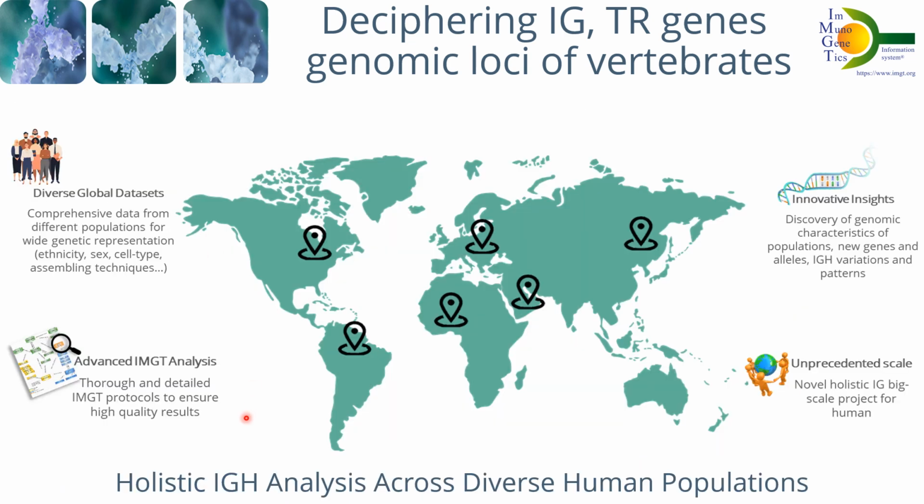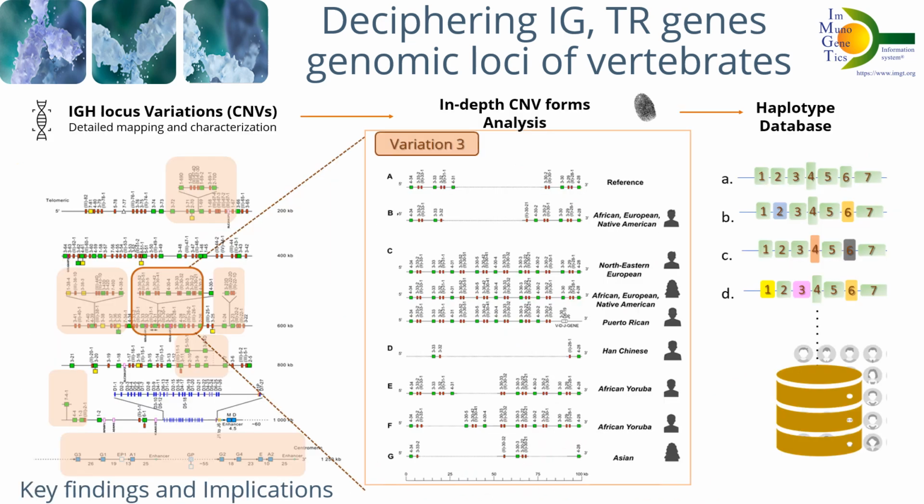We are going to have a look at an ongoing IMGT biocuration project, which is the IGH analysis across diverse human populations. So basically, we are going to explore this schematic representation on this slide. On the left part of the slide, we have a look at the human IGH locus, which is depicted here with 7 identified copy number variations. We see them here: 1, 2, 3, 4, 5, 6, 7 CNV forms.